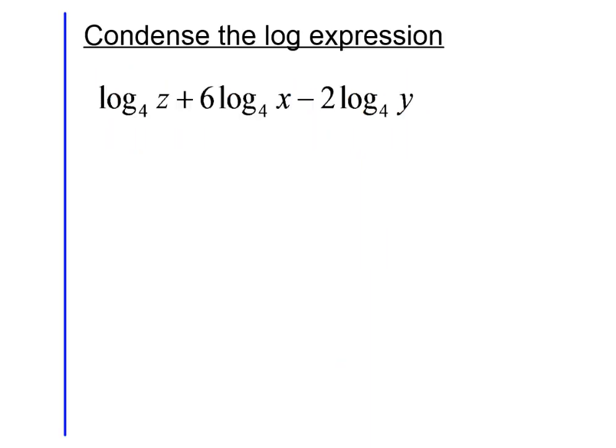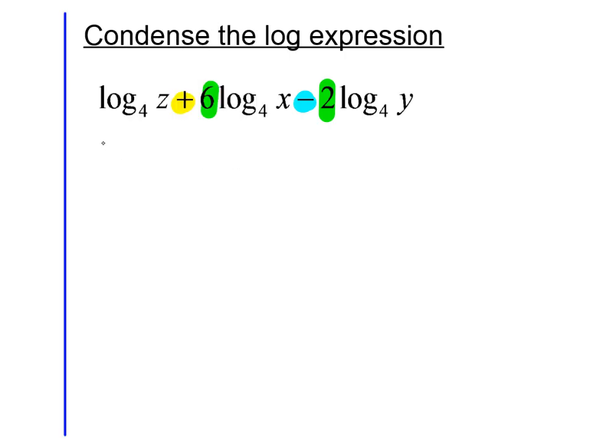You're going to be expected to use multiple properties at once to combine multiple logs. So we're going to have to first look through and evaluate what is happening and which properties we could use. Here's the properties I see. I see a plus sign. That means there's going to be a product property. I see a 6 in front and a 2 in front of these logs, so there's going to be power property. And I see a minus sign, so that means I'm going to use quotient property.